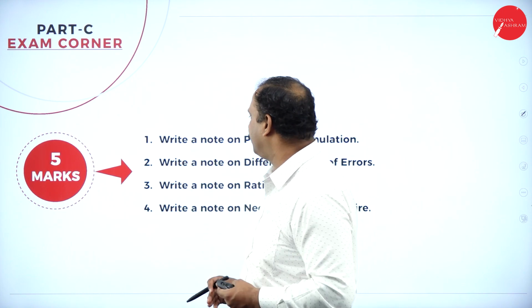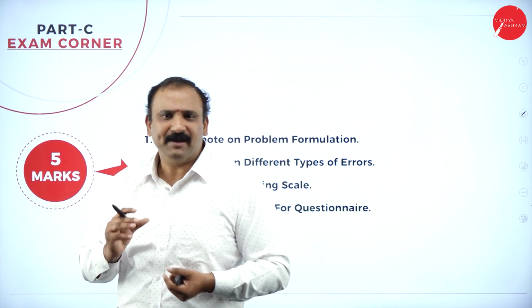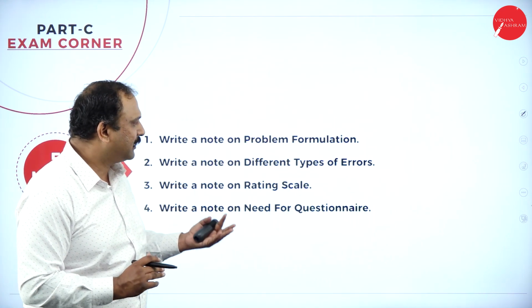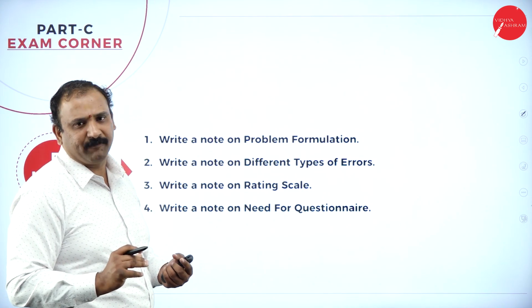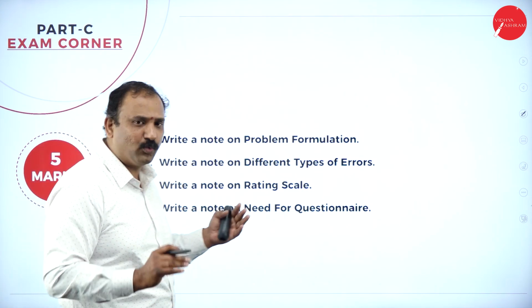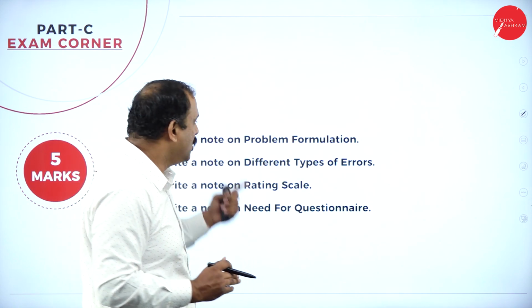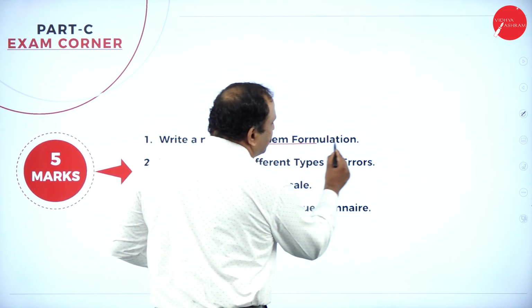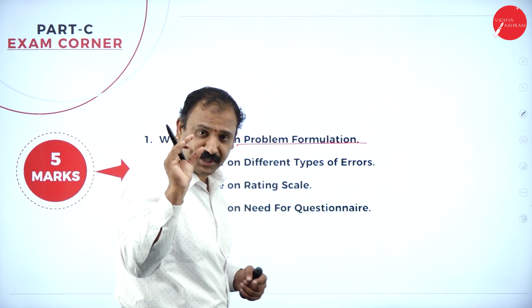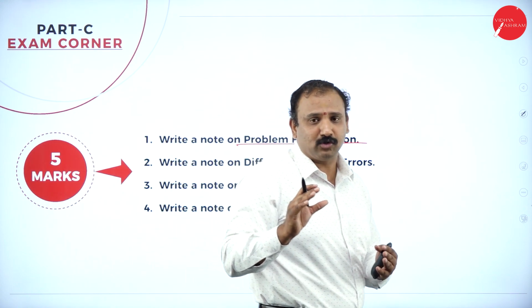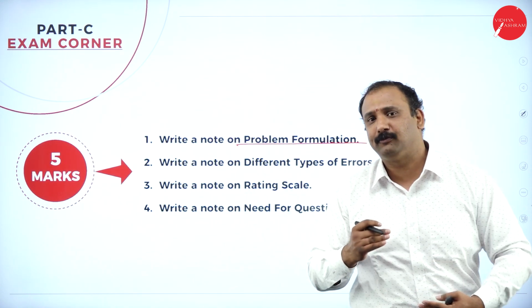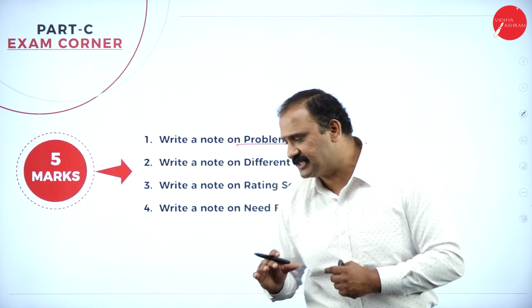Now let's move on to the 5 markers. What are the 5 marker questions that can probably come? There are very few 5 markers which I would like to tell you which are likely to come for you. One is the problem formulation. Now, the question itself is quite interesting. Normally they give the problem, why we have to formulate a problem. The answer is here.